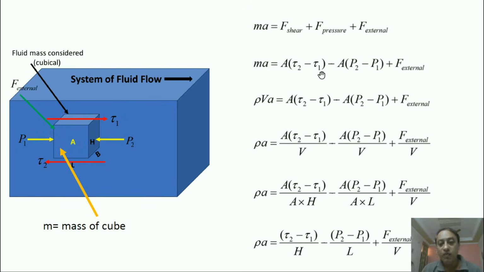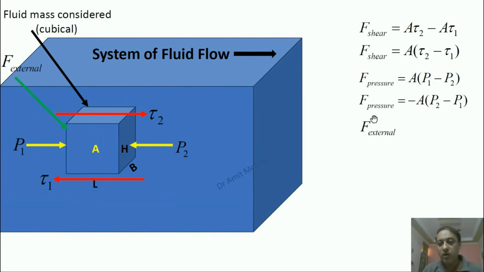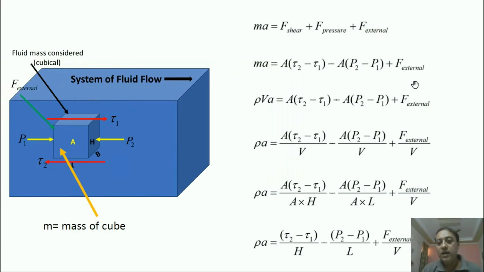Okay, now furthermore, this shear force we already know, and the pressure force we have already derived, and the external force is written. Now this mass can be written as density into volume of this cube, density of liquid into volume V. So this V can go to the denominator of each term of the right hand side.